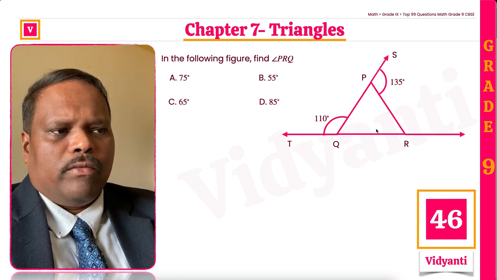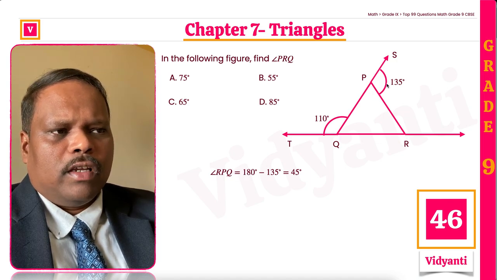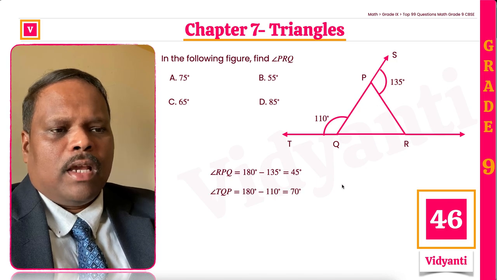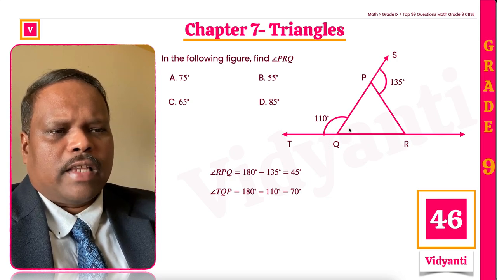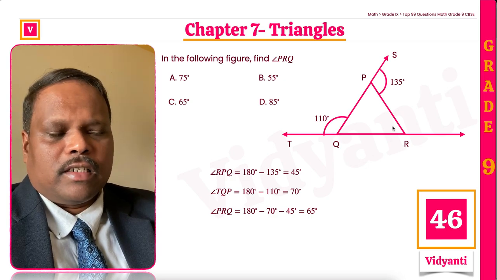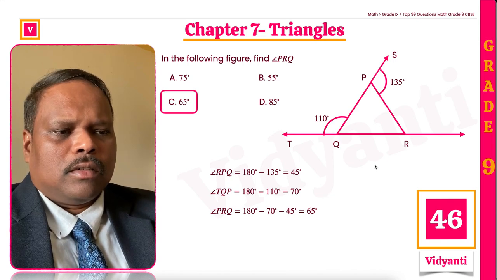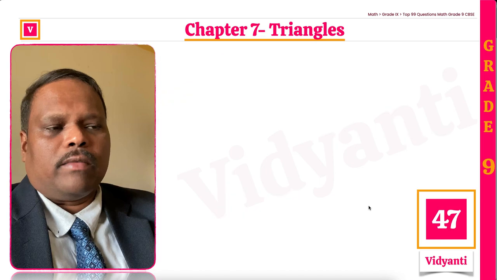So now everything is 180. So RPQ is first of all 45 because this is 135. Then TQP is, well, actually PQR, this angle has to be 70, and then PRQ is 65, this angle is 65, and then this will be 180 minus 65. So they have asked PRQ, that's 65 directly itself.